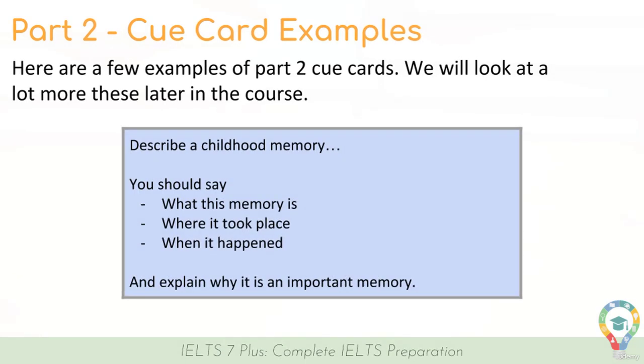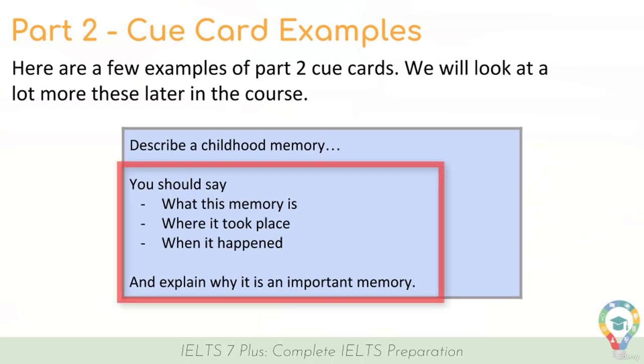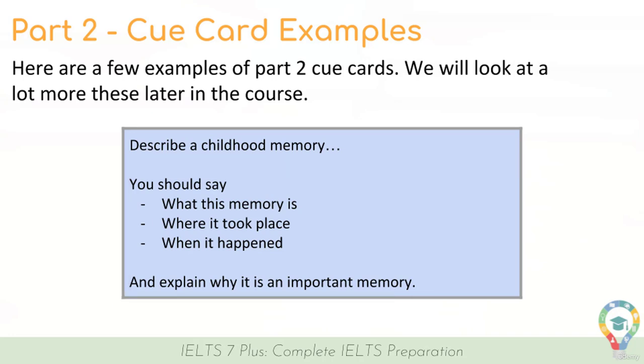So here is a part 2 cue card, and they will pretty much look exactly the same as this. Describe a childhood memory. You should say what this memory is, where it took place, when it happened, and explain why it is an important memory. On the card you have 4 prompts to give you some extra ideas about the types of things that you can discuss. And childhood memories is a very common topic in all parts of the IELTS speaking test.